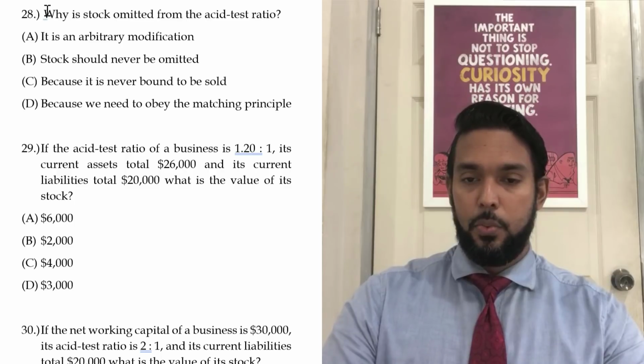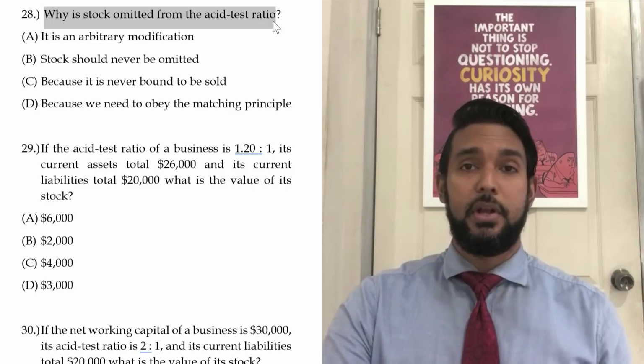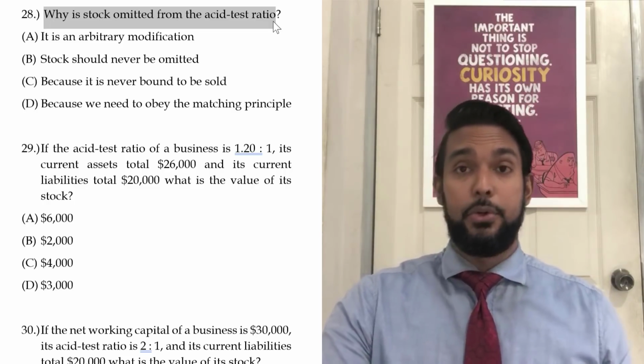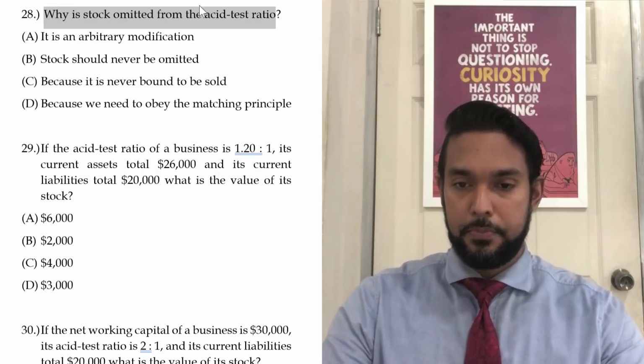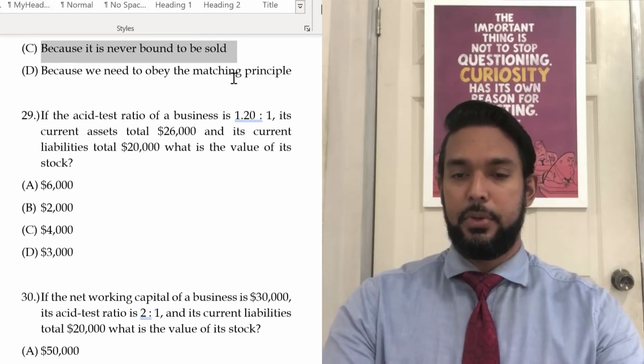Number 28. Why is stock omitted from the asset test ratio? I just mentioned this because it is the least liquid current asset. It is never bound to be sold. So if you're in a pinch and you have to sell off everything or you have to pay current liabilities, now your stock might not be able to be used. Because it is never bound to be sold, right? It's the least liquid current asset.